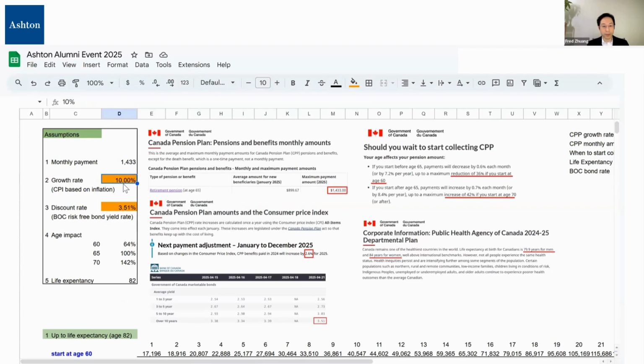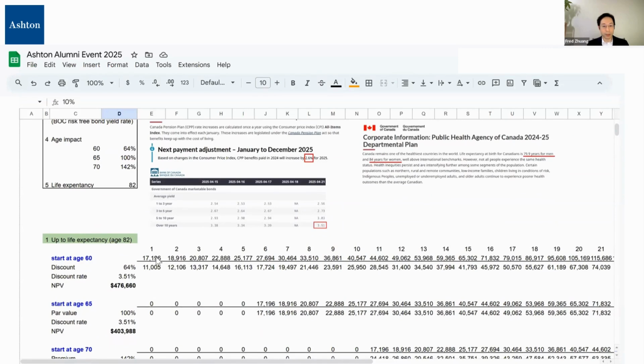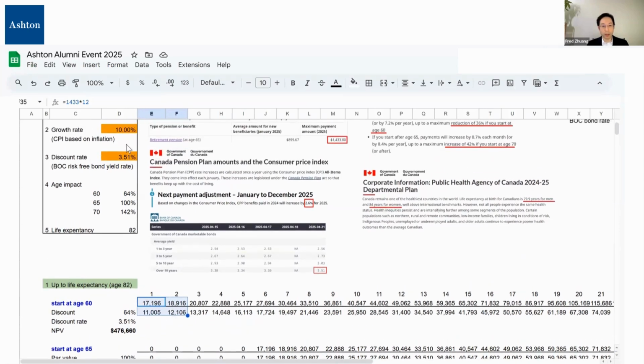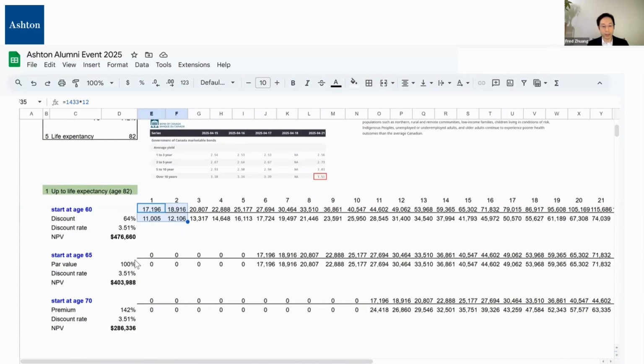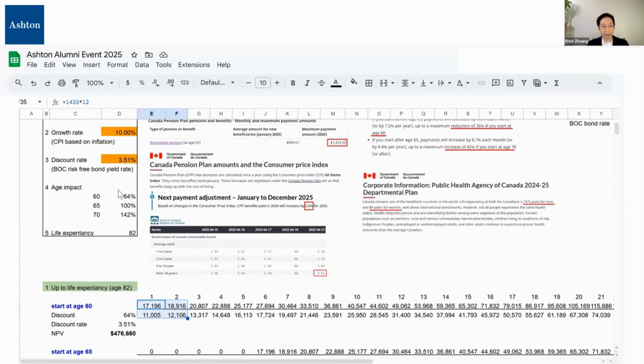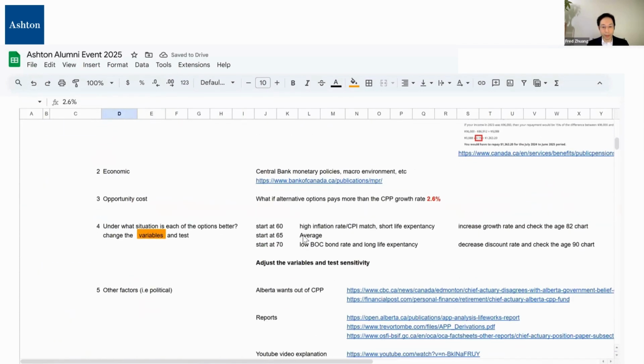If the inflation is high, it may be beneficial for the person to get the money early because it will compound earlier at 10%. Over the 5 years, the compound impact of 5 years at 10% is going to outweigh delaying it. So that's one example. And starting at age 65, that would be the average.